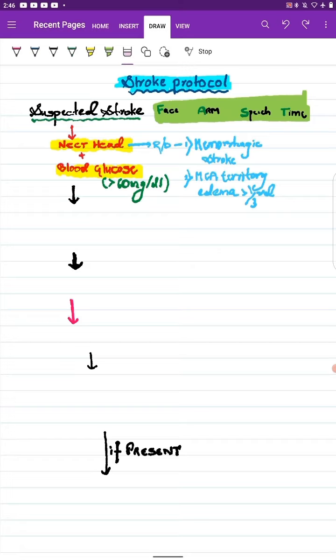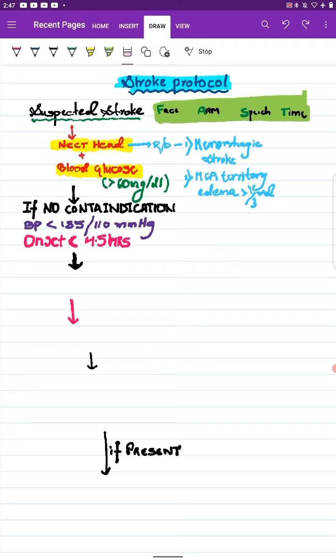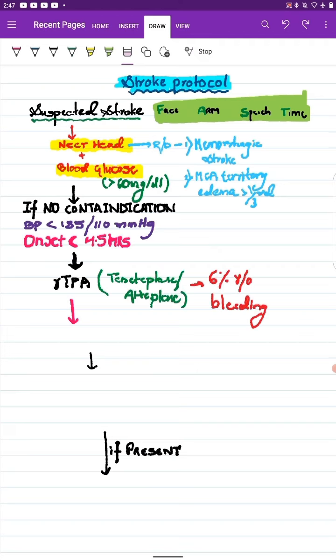Okay, now once there is no hemorrhagic stroke, no edema more than one third, and blood glucose is more than 60 milligram per dL, what we have to do, if there are no contraindications to TPA administration, and if BP is less than 185 by 110 mmHg and onset is less than 4.5 hours, then we have to go for recombinant tissue plasminogen activator, that is thrombolysis injection. So we give tenecteplase or alteplase. On giving this thrombolysis, there is a 6% risk of bleeding.